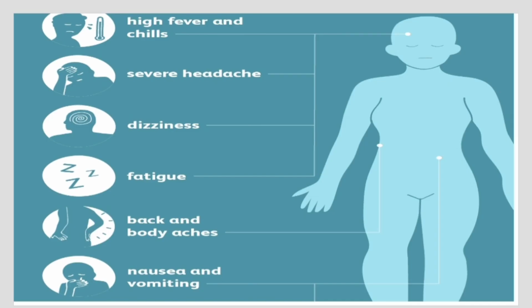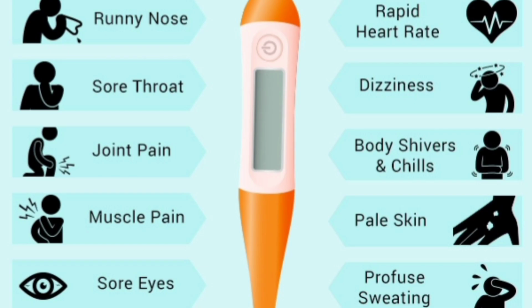This slide will discuss the clinical manifestations, or signs and symptoms, of fever. First we have high fever and chills. The person who has fever will have a very high temperature. Second we have severe headache, and dizziness. Dizziness means losing one's balance and a sensation of spinning around, and fatigue means feeling overtired and a strong desire to sleep. Fifth we have neck and body ache, and last nausea and vomiting. Other symptoms may also be present in a person suffering from fever.